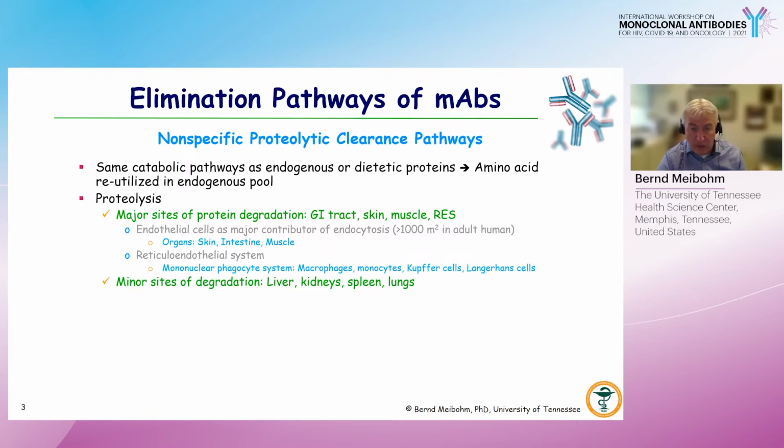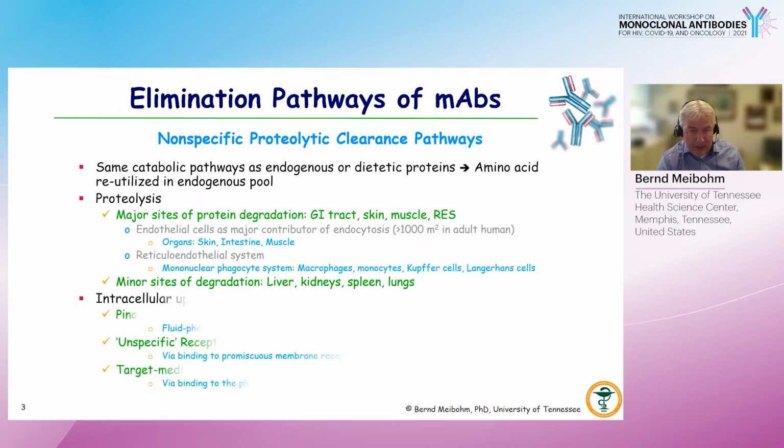So that means those organs and tissues that have large capillary beds, and by that many endothelial cells, are the major contributors to elimination of therapeutic proteins. In this case, skin, intestine, and muscle. Also important contributors are phagocytic cells of the reticuloendothelial system, so macrophages, monocytes, Kupffer cells, Langerhans cells, wherever they are located within the body and have major phagocytic activity. Minor sites of degradation are liver, kidney, spleen, and lungs.